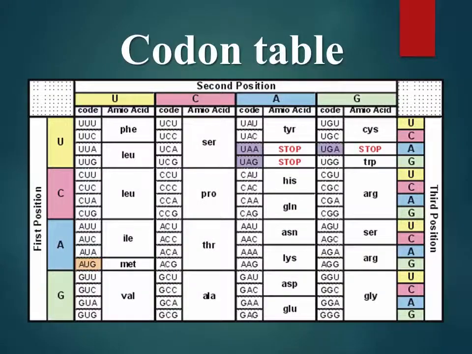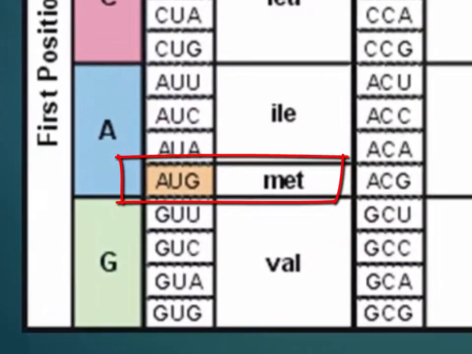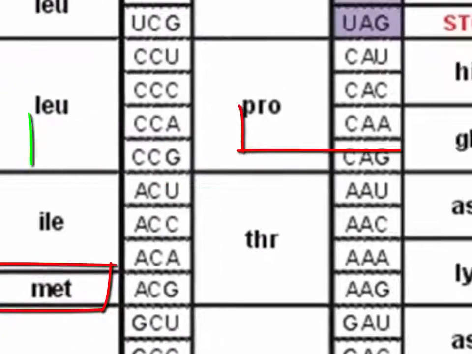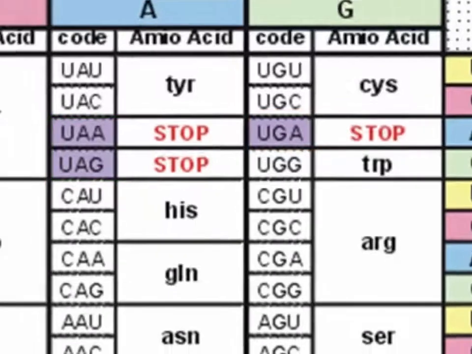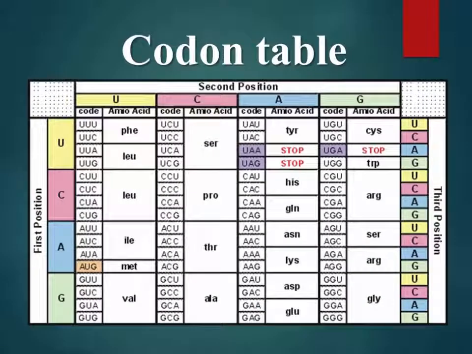For instance, ATG in a DNA sequence codes for methionine. Similarly, TAA, TGA and TAG code for termination or stop codon. So there are 64 codons in the codon family, coding for 20 amino acids.